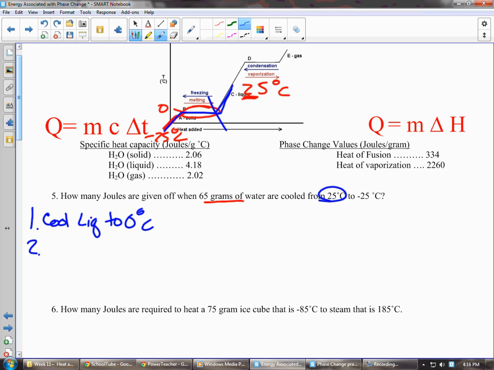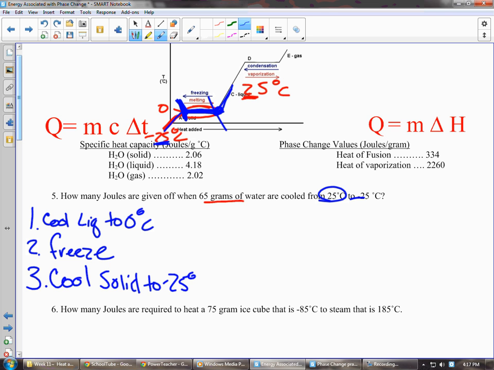Then number 2, so that got me down to here. I'm 0 here, but I'm still a liquid. So I need to go through the process of becoming a solid. So I need to freeze. Now I'm a solid at 0, but I am not solid at negative 25, which is what I want to be. So I need to cool my solid to negative 25 degrees Celsius.